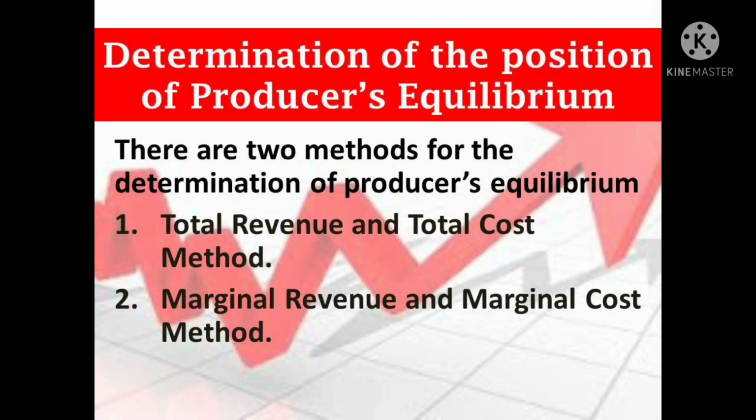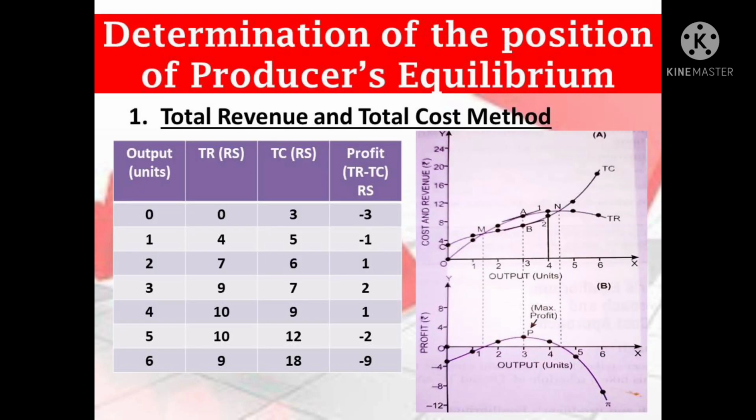Next, determination of the position of producer's equilibrium. There are two methods for the determination of producer's equilibrium: the total revenue and total cost method, and the marginal revenue and marginal cost method. Point number 1 is the total revenue and total cost method. According to this method, a producer strikes his equilibrium when he maximizes the difference between TR and TC. So let us take a schedule of TR and TC and see how the equilibrium is worked out.